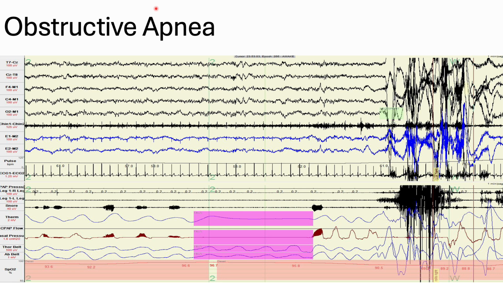The airway has closed. This could have been scored a little earlier because these qualify for hypopnea breaths, and you can include those. So this whole thing could have been scored in apnea. We'll go over that rule later.